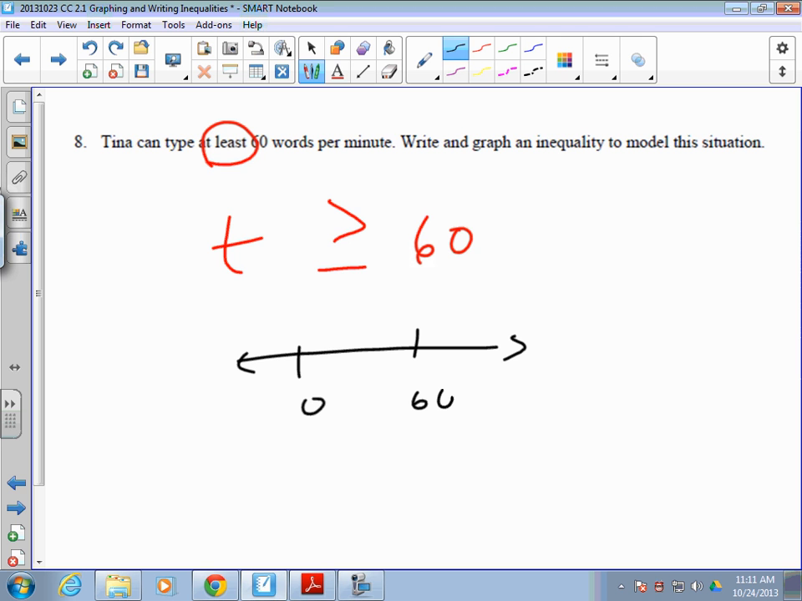0, 60 is going to be way over here on this side. Greater than or equal to means a colored in bubble. Greater than means everything this direction.